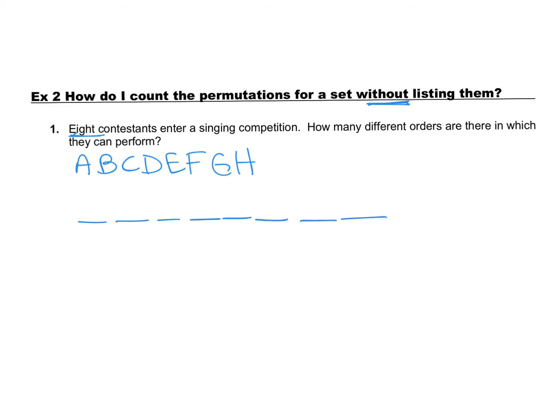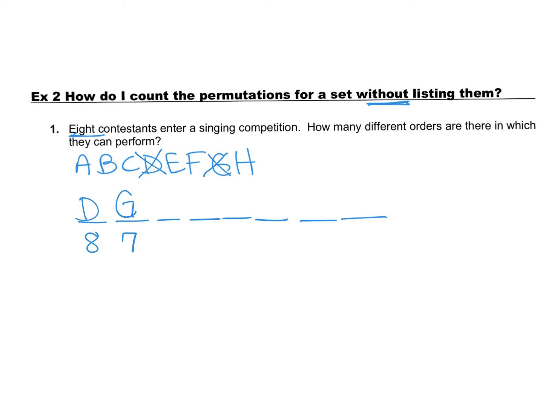So let's say I decide I'm going to have D be the first person out on the stage. I had 8 contestants to pick from. Now contestant D is out on the stage, and I have to pick another contestant. Let's say I pick contestant G. I only had 7 people to pick from because D was already on the stage. And so I'd have 7.